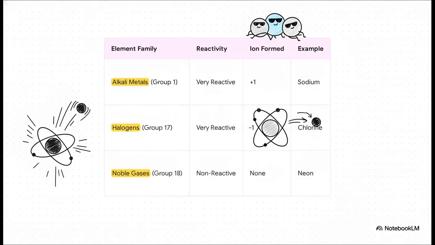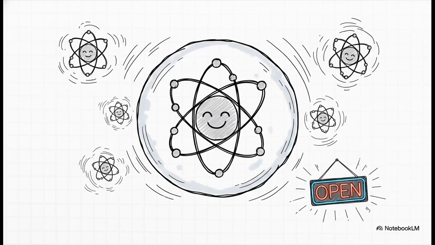Then almost on the complete other side, you've got the halogens, like chlorine. They are just one electron short of a full set, so they are super aggressive about stealing one from someone else, which gives them a negative charge. And then you've got the cool kids in the... That's Group 18, the noble gases.